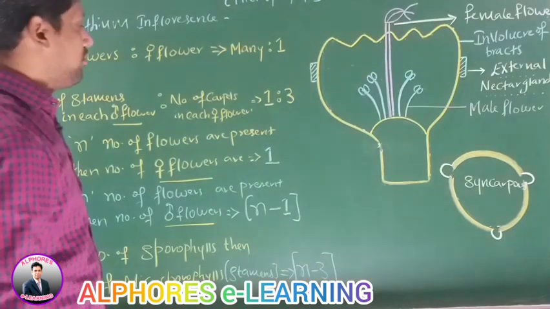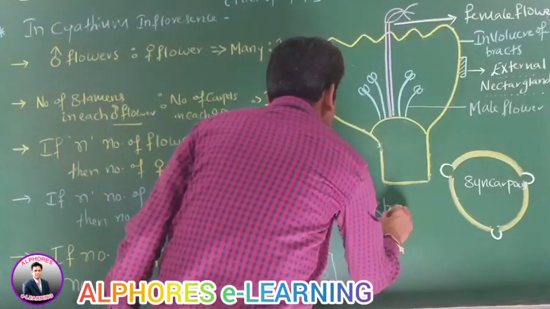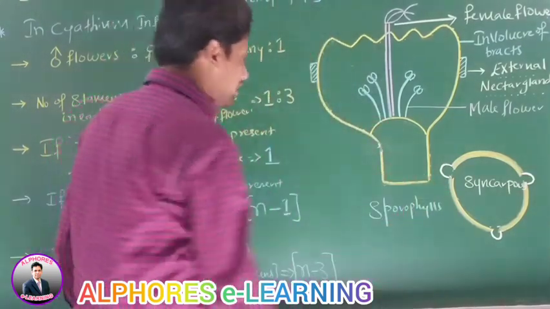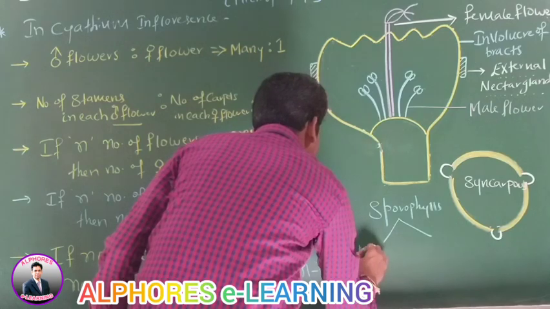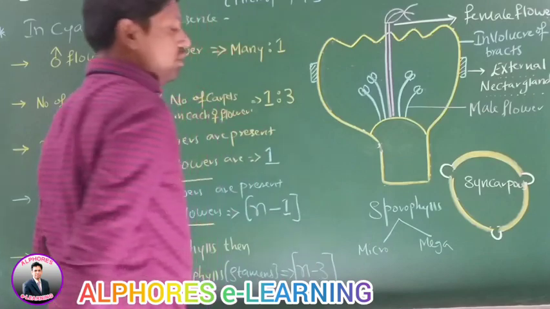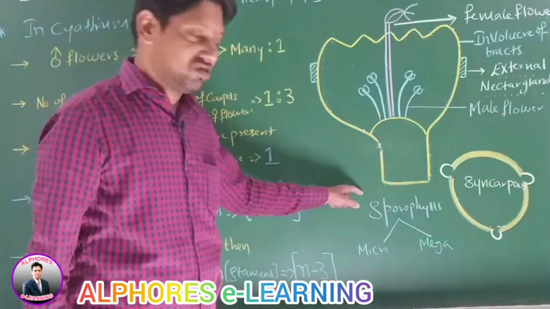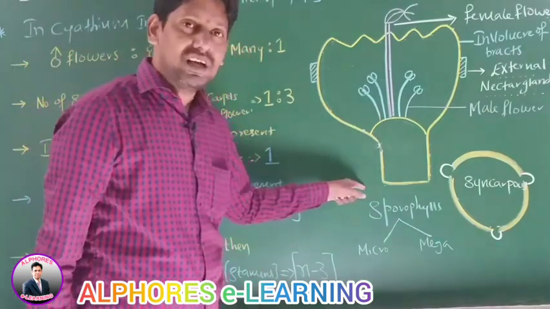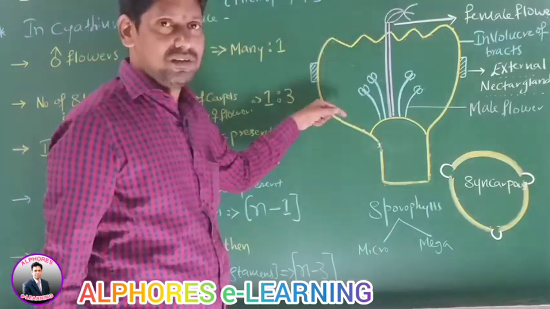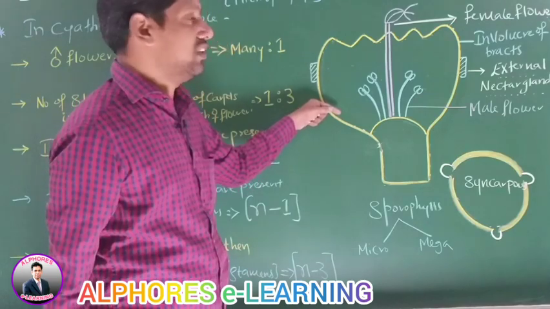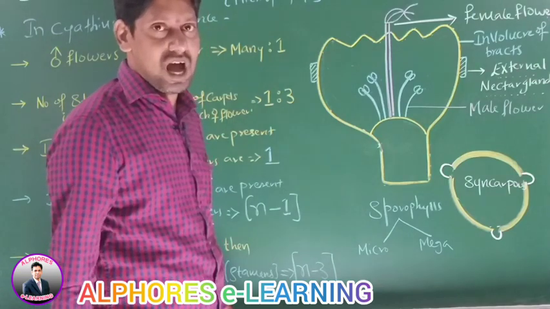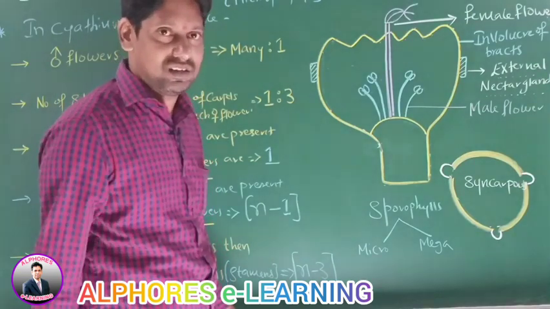Why, sir? Sporophylls. What is the meaning of sporophylls? Sporophylls means nothing but microsporophylls and megasporophylls. Microsporophylls means stamens. Megasporophyll means what, sir? Carpels. Sir, in the total Cyathium inflorescence, how many megasporophylls are present? Three megasporophylls are present. Is it okay?